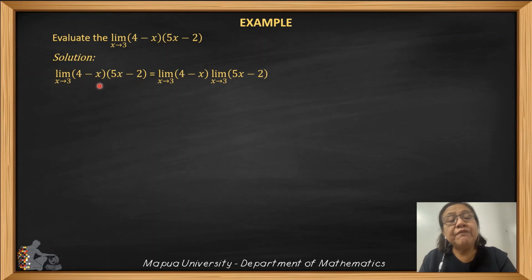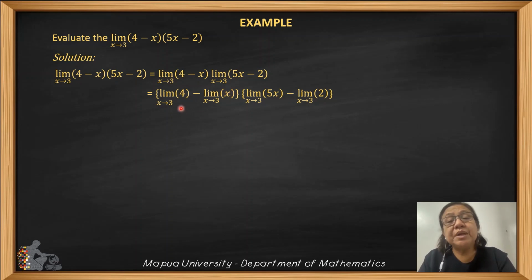So when we are to evaluate the limit of 4 minus x times 5x minus 2 as x approaches 3, we will be applying the theorem to evaluate the limit of a product. Hence, we now have the limit of 4 minus x as x approaches 3 times the limit of 5x minus 2 as x approaches 3. In evaluating the limit of 4 minus x as x approaches 3 or of 5x minus 2 as x approaches 3, we will be applying the theorem on how to evaluate the limit of a difference.